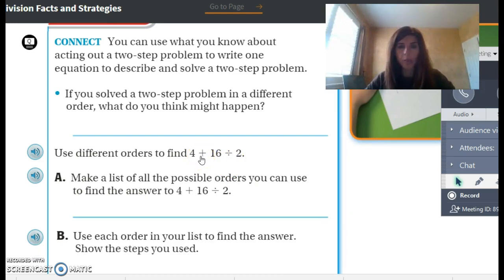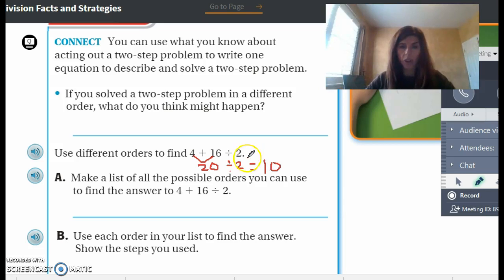Some people would look at this and say, okay, I'm going to add 4 plus 16 first. So let's do that. 4 plus 16 would be 20. And then you would divide by 2. 20 divided by 2 would equal 10.